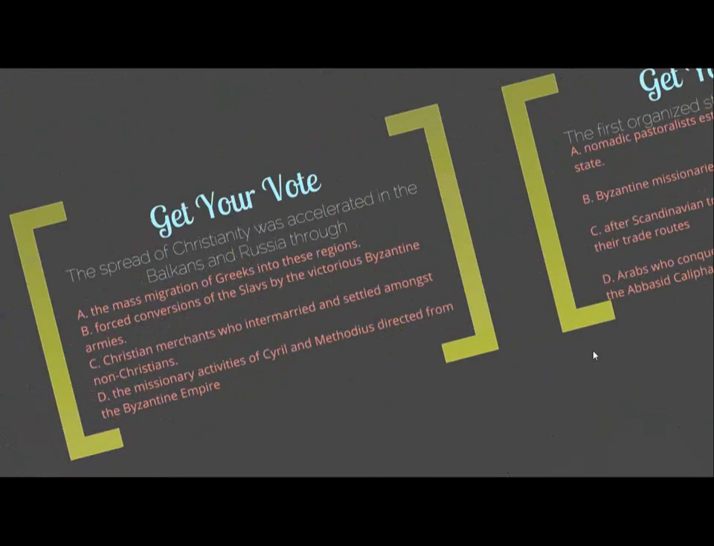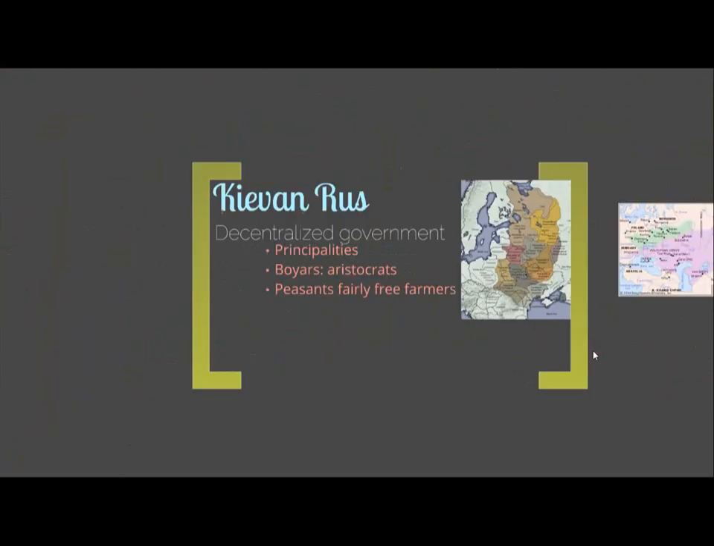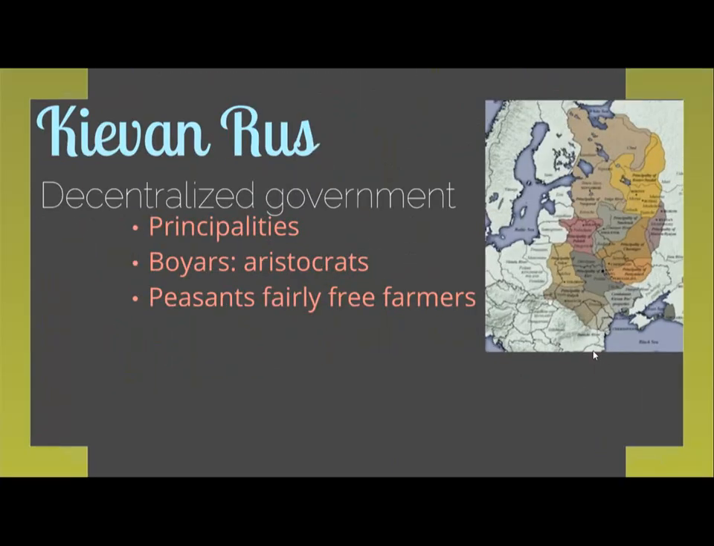So very similar architecture styles and all things like that, but not quite the same. The spread of Christianity was accelerated in the Balkans and Russia through the missionary activities of Cyril and Methodius. The Kievan Rus will have a very decentralized government. There'll be principalities and boyars, which are essentially their aristocrats. Peasants will be fairly free farmers for the most part.